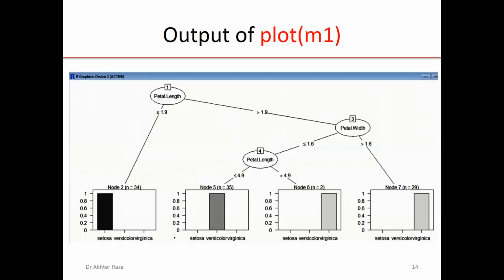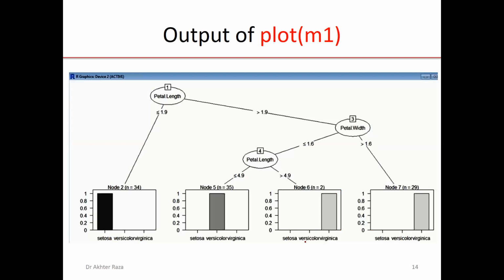Now you can see the output of M1, model 1. So setosa, all are classified as setosa here. Here you can see that all 35 are classified as versicolor.